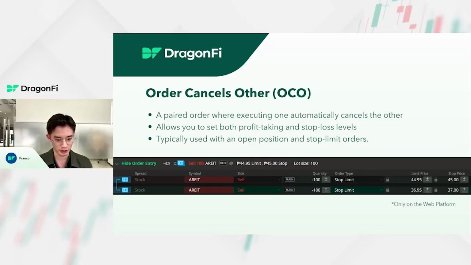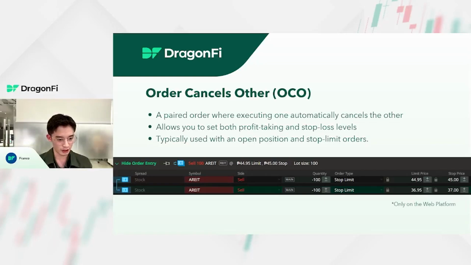But you can also use limit orders, since when you take profit, you don't necessarily have to use a stop limit order. But in this example, I'll use a stop limit. So let's say I have a position in A-REIT and I want to set a stop limit, a stop loss and a take profit level at the same time.